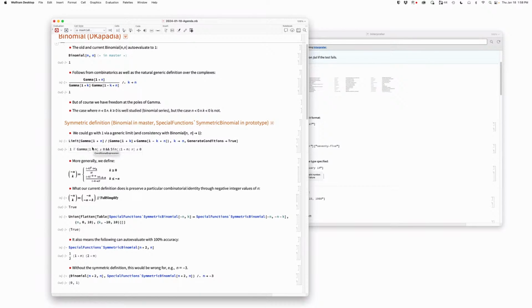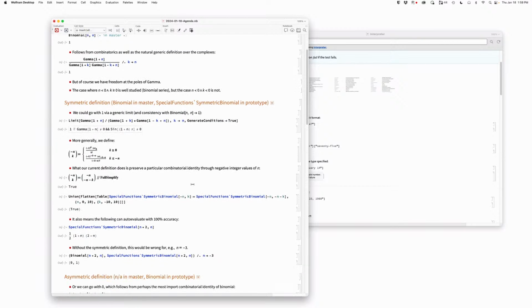I'm sorry, I'm not seeing a full simplify. Which full simplify? Like after the third bullet point in that section. It's in traditional form. So the next one. Oh, there, I see. So that identity is preserved everywhere in the complex plane, which means we can auto-evaluate. But does that give the correct answer for binomial of -1, -1? You could argue what the correct answer is.